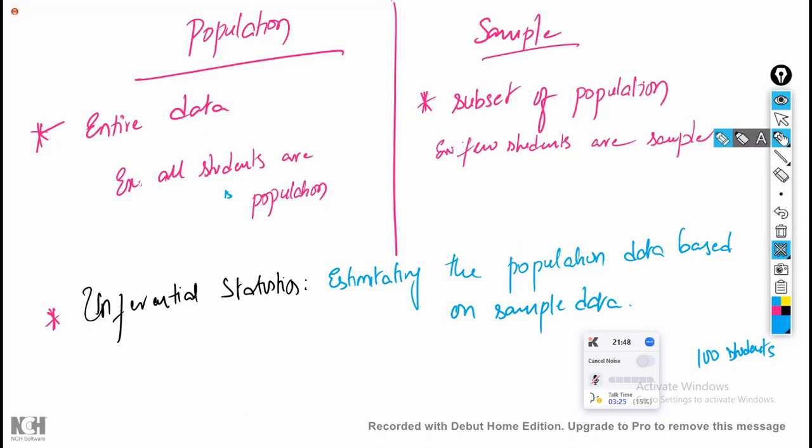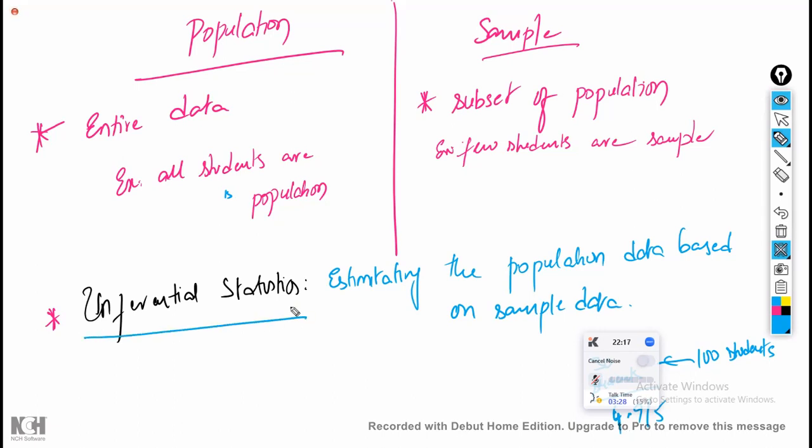Now, out of 100 students, if I am getting responses from 30 students, and from these 30 students I have got the average rating as 4.9 out of 5. How many students have given it? Only 30 students. This is the average of 30 students. Now, using this, I'm going to estimate the population average. Based on the sample average, estimating the population average is called inferential statistics.